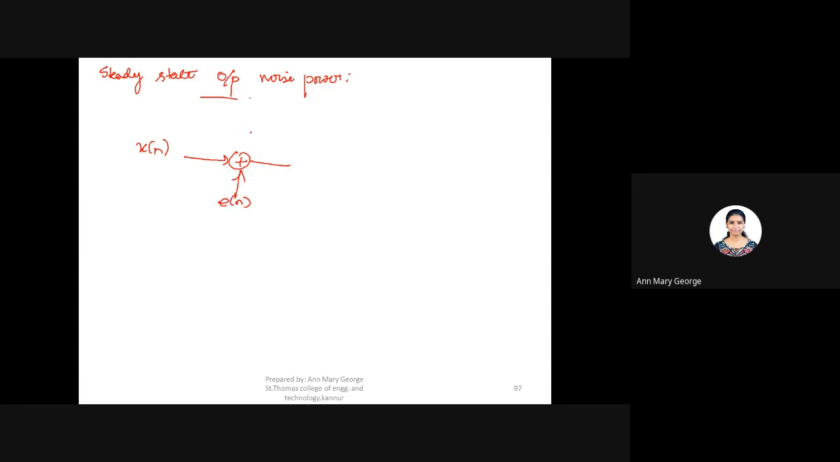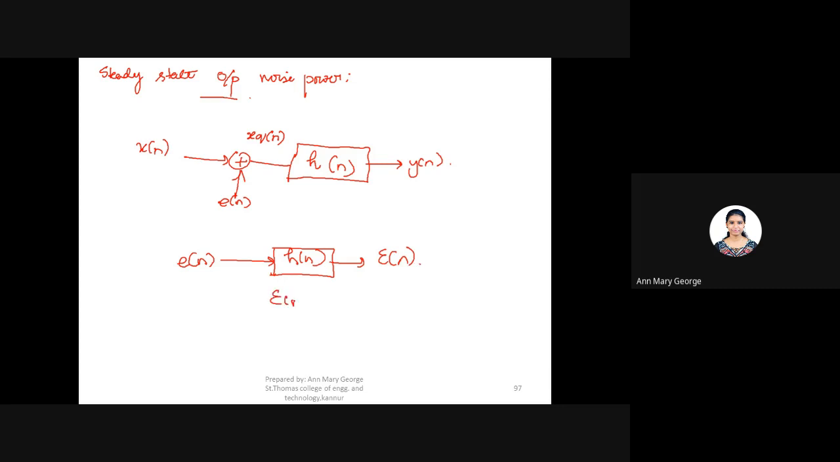This will be the noise, this will be the h of n. Okay, h of n, and we will get the output as y of n. Again we can represent h of n as e of n, that is noise, and h of n, and again the output will be e of n, written as this convoluted output, e of n and h of n.